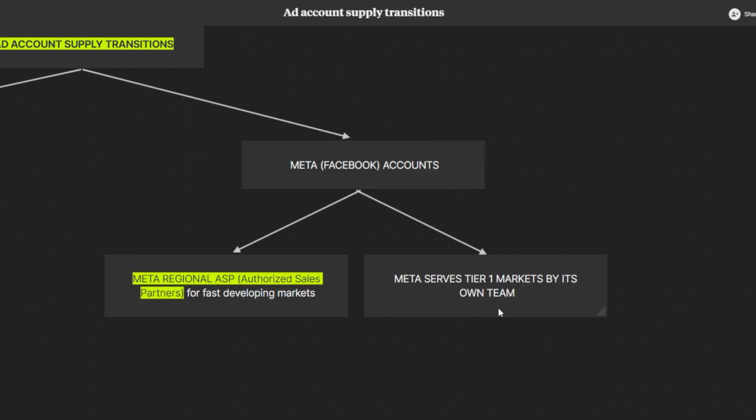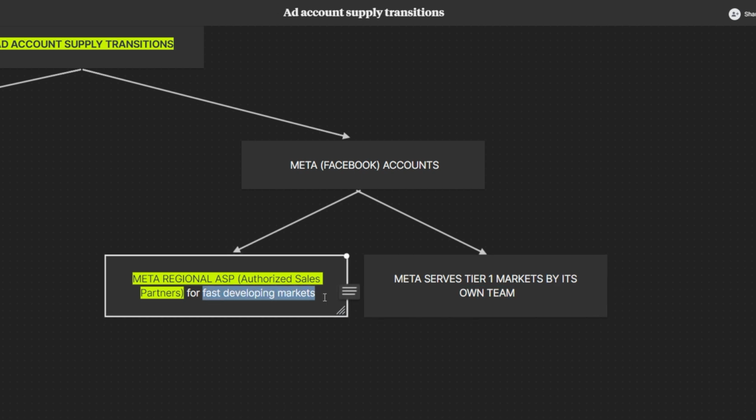The second type of accounts are really different. Those are direct Meta ad accounts. In tier 1 markets, Meta sells its ad accounts directly. And in fast-developing markets, Meta uses ASAP programs, which are Meta authorized sales partners. Since Meta sells itself on tier 1 markets first and you have to be a partner, let's focus on ad accounts from Meta authorized sales partners.